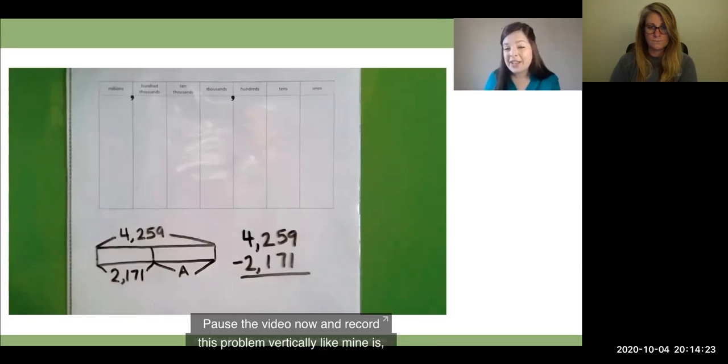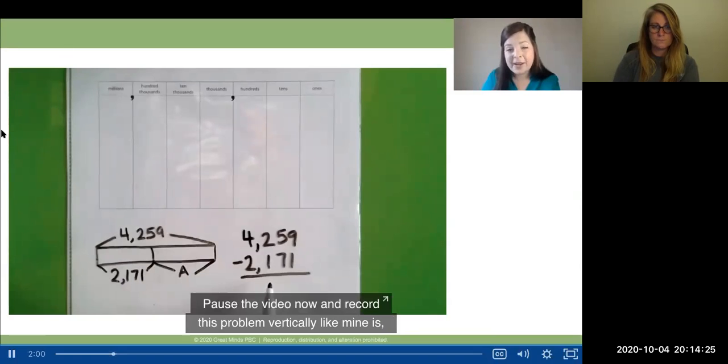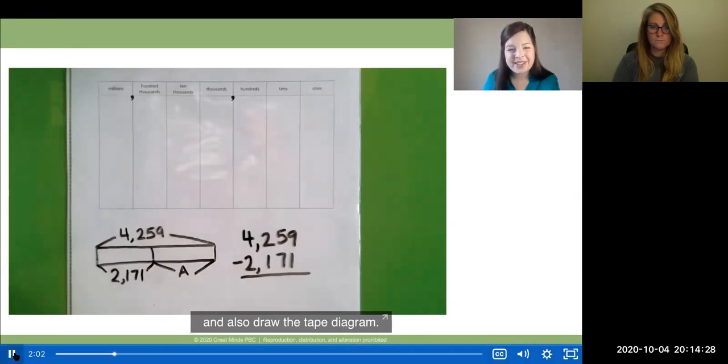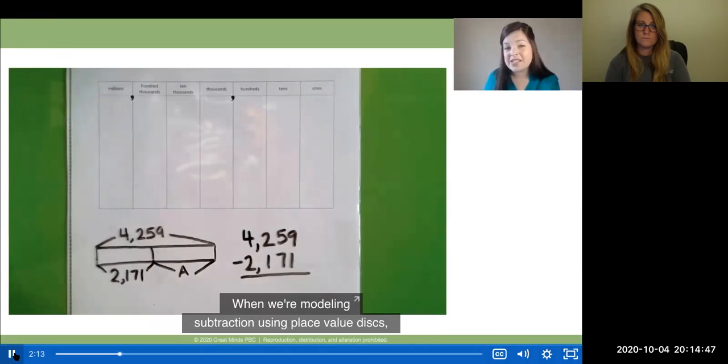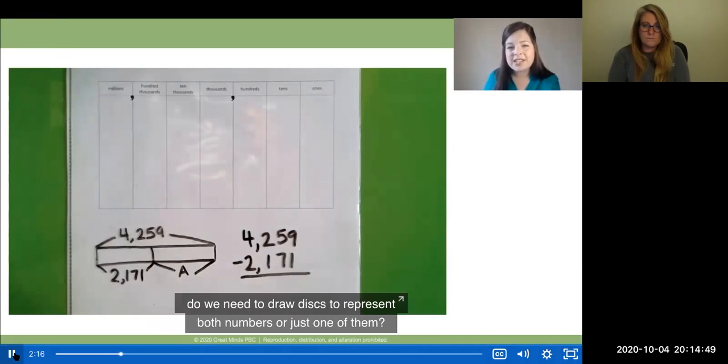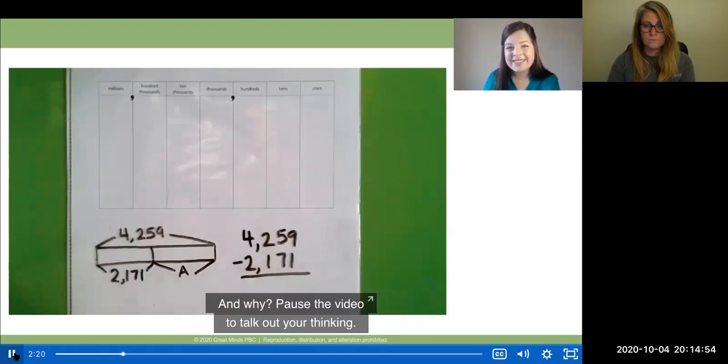Pause the video now and record this problem vertically, like mine is, and also draw the tape diagram. So go ahead and record your problem and draw your tape diagram on your whiteboard. Now we're going to model this problem using place value discs on our place value chart. When we're modeling subtraction using place value discs, do we need to draw discs to represent both numbers or just one of them, and why? Pause the video to talk out your thinking.